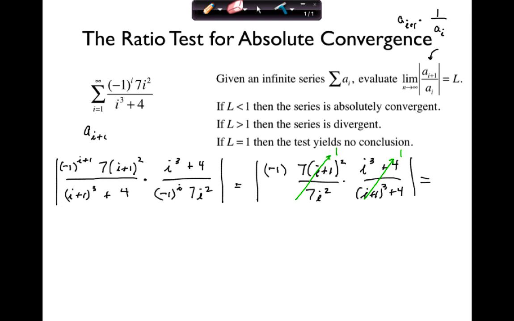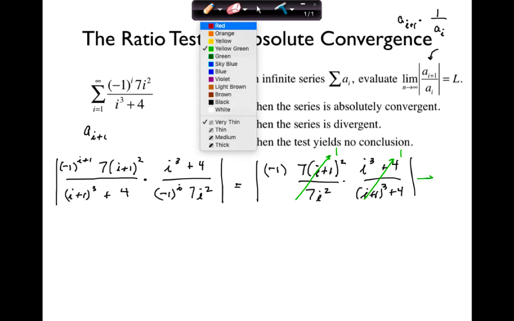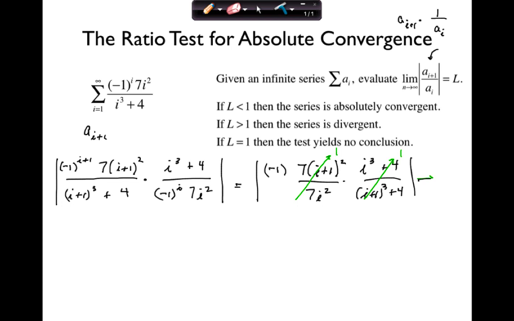So therefore, I can go right to it here. As i gets big, what does this whole thing do? Goes to 1. Absolute value, right? That makes a lot of sense. Yes, negative 1 inside, but the absolute value is 1, right? Conclusion? So the ratio test yields no conclusion. It means we have to try something else.